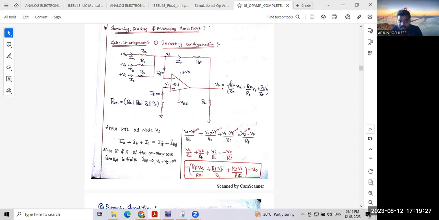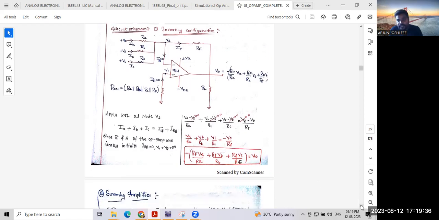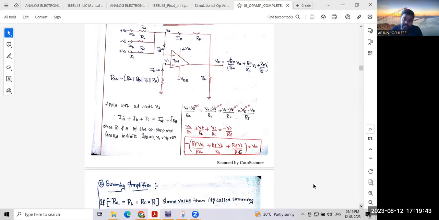What is the equation that comes now? VA by RA plus VB by RB plus VC by RC equal to minus V0 by RF. Okay, this equation will come here, with a minus sign. Why? Because here V2 is going to be 0. So that's why minus V0 by RF.